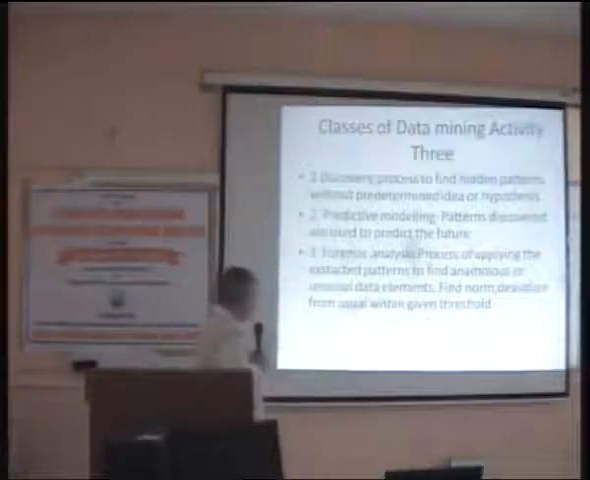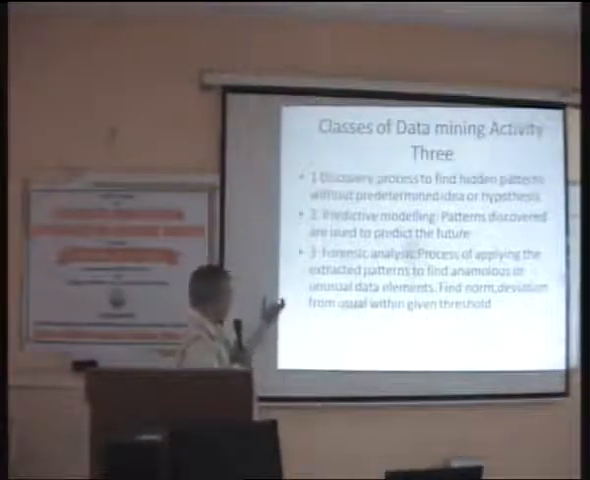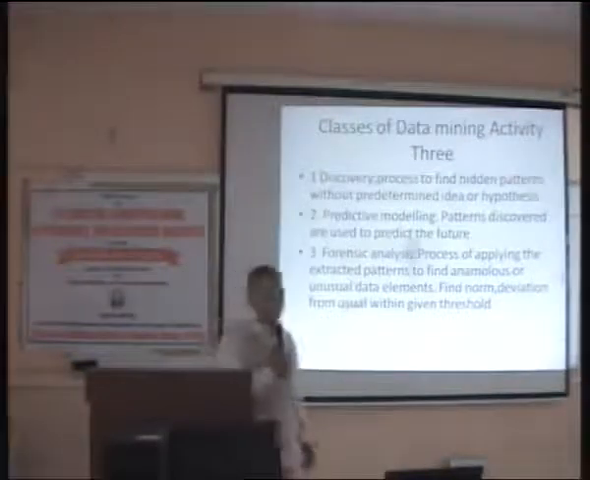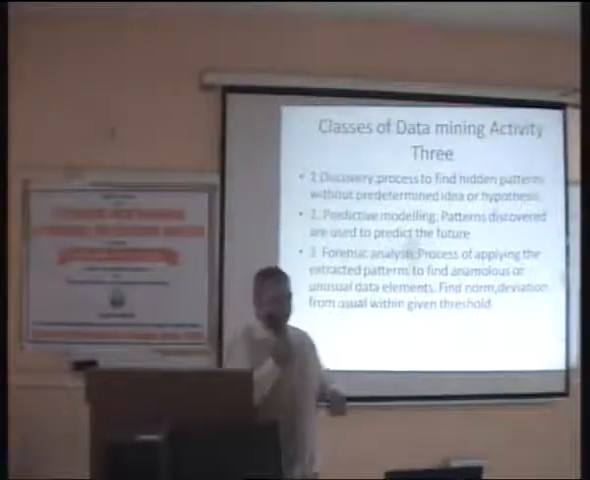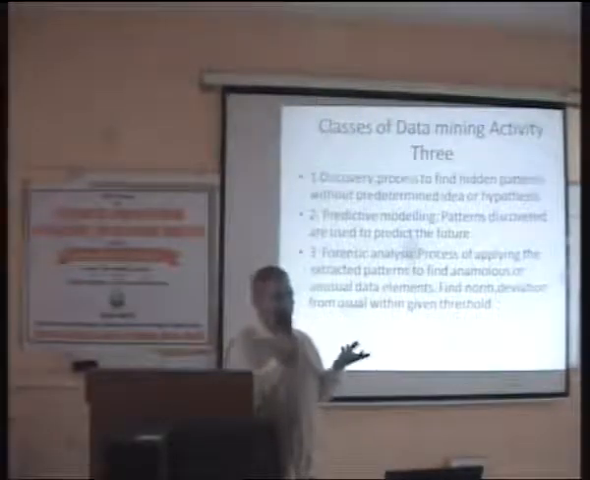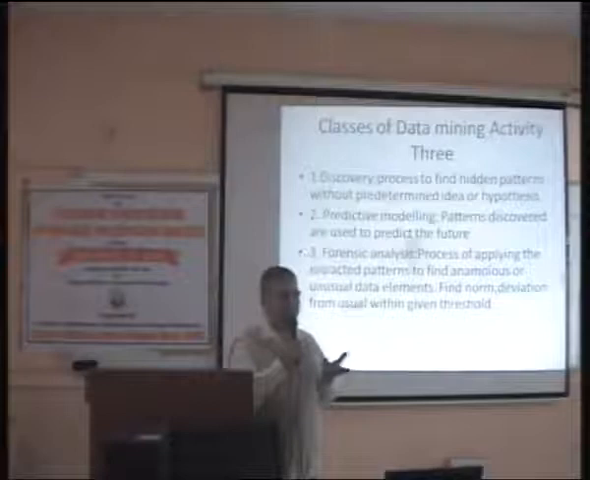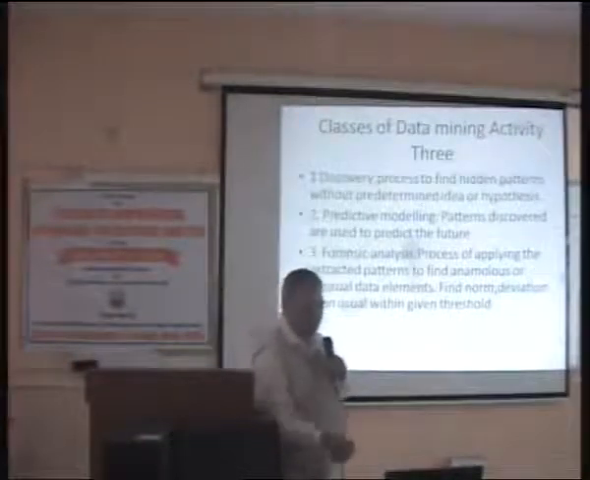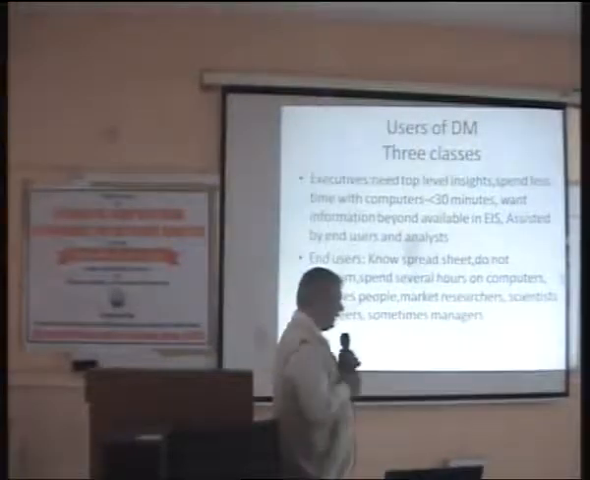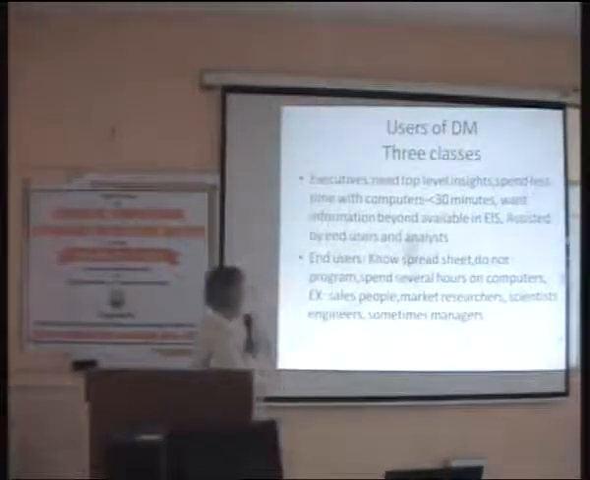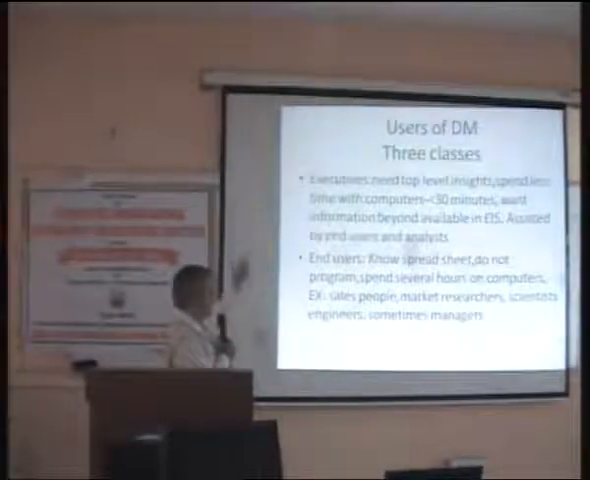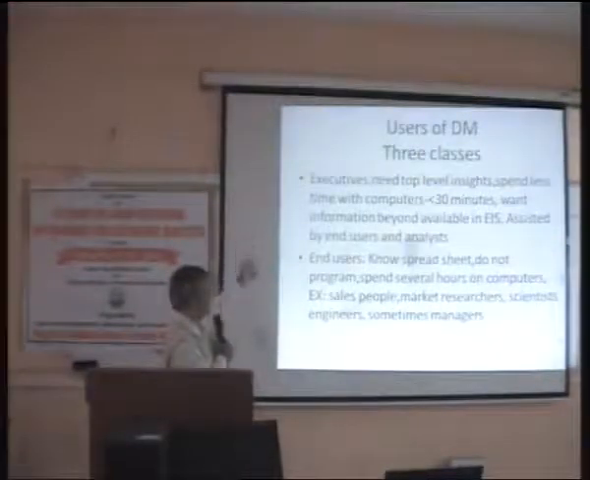And the third is forensic analysis. You use extracted patterns to find anomalous elements. For example, you say he's a sportsman and his age is 90 years. I cannot agree that a 90-year-old person will be a sportsman. This is an anomalous element, so I take it out. This is based on a threshold. I use norms, deviations, and some statistical techniques to identify those anomalous elements. Again, this can be one of the activities in your exposome analysis. All this will be applicable. So these are the three classes of data mining.